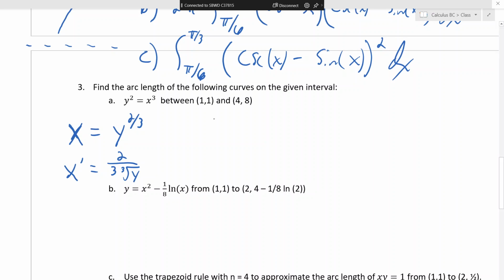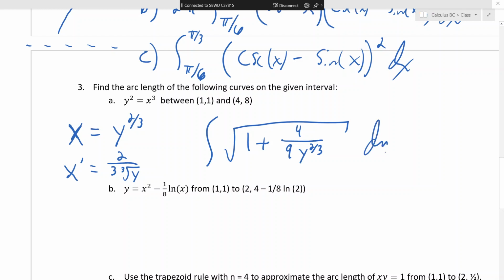So we're going to integrate the square root of 1 plus 4 over 9 y to the 2/3 dy, and we're going to go from 1 to 8. You could also just solve for y in terms of x and do the same exact thing with dx, but your integral would go from 1 to 4. Everybody understand what I'm saying to you?